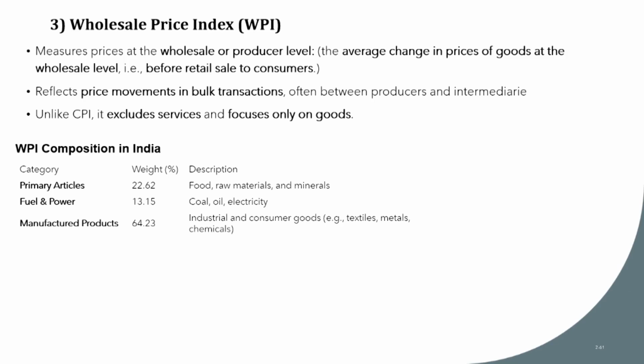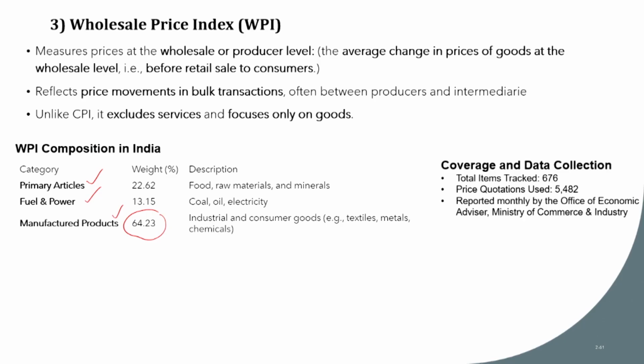I have given you a summary of the WPI composition in India, when the Government of India estimates the wholesale price index. In this, they have three categories of goods, mainly goods, no services: primary articles, fuel, and manufactured goods. They also give weightage. The largest weightage is given to manufactured goods in calculating the wholesale price index.